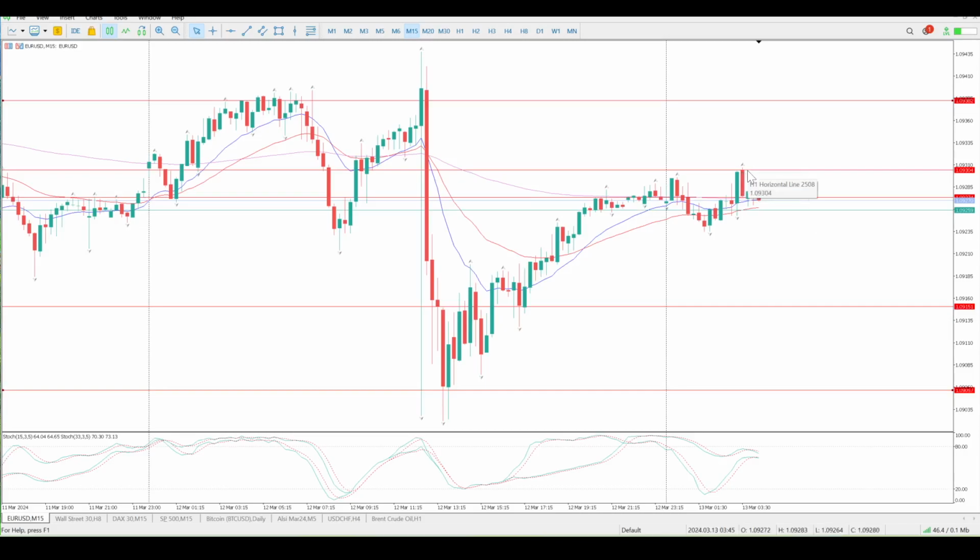Wait for the break of this 109300. Wait for the retest. Your first target is going to be the high of yesterday, and then after that you'll be looking for a break of that.